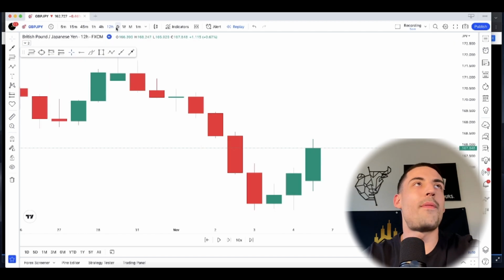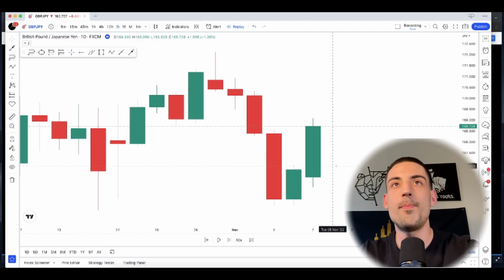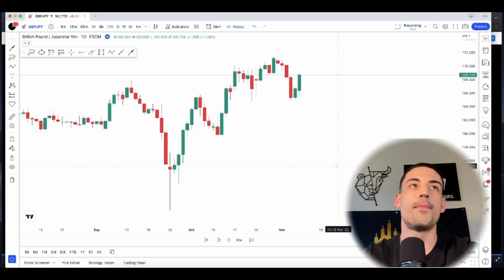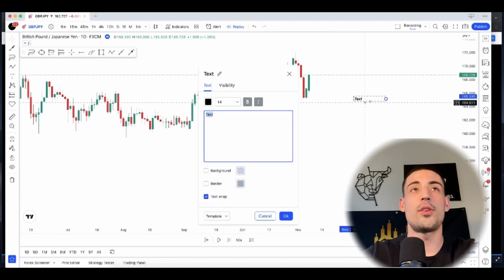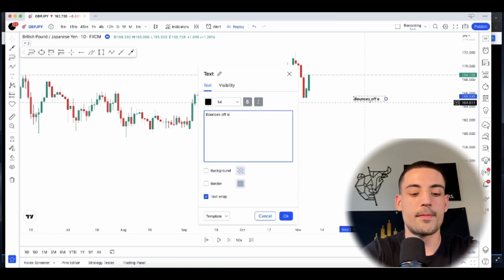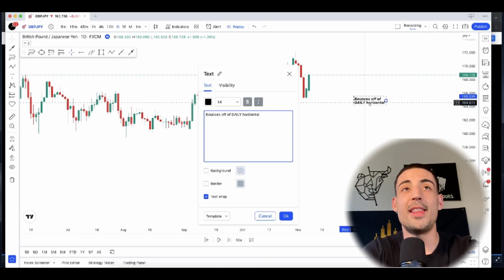Okay, so we're going to start off on the daily time frame. So the first thing we need to do is identify our trading criteria. So what is our trading criteria? Number one, and I'm going to just put this in text so that we clearly have it: bounces off of daily horizontal levels. That's all we're going to be looking for. Again, this is my trading system. Make sure that you're implementing your own trading system.